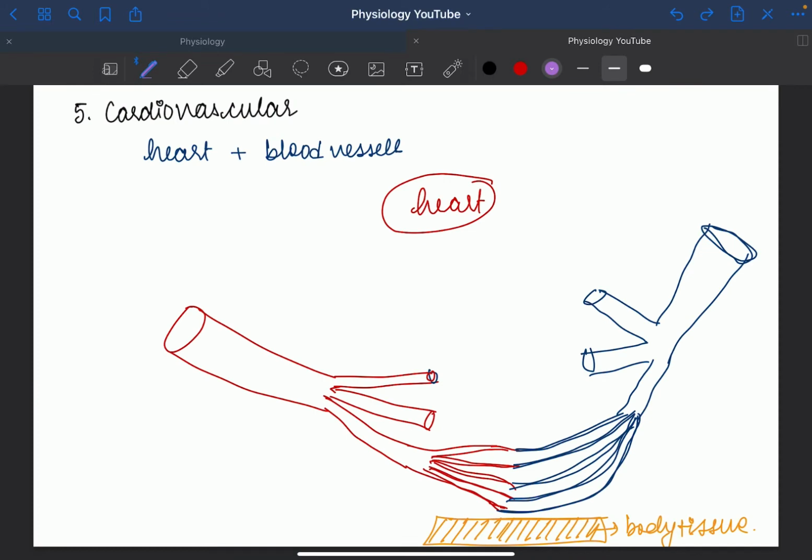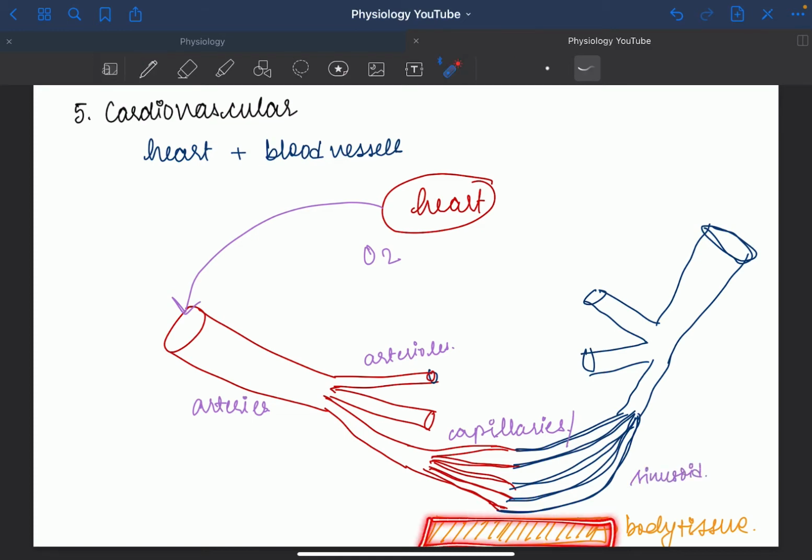So the cardiovascular system consists of heart and blood vessels. So here is the heart, and oxygenated blood, that is blood rich in oxygen, is carried by the arteries. Now these arteries further divide into arterioles. These arterioles further divide into capillaries. At some places capillaries are absent and sinusoids are present.